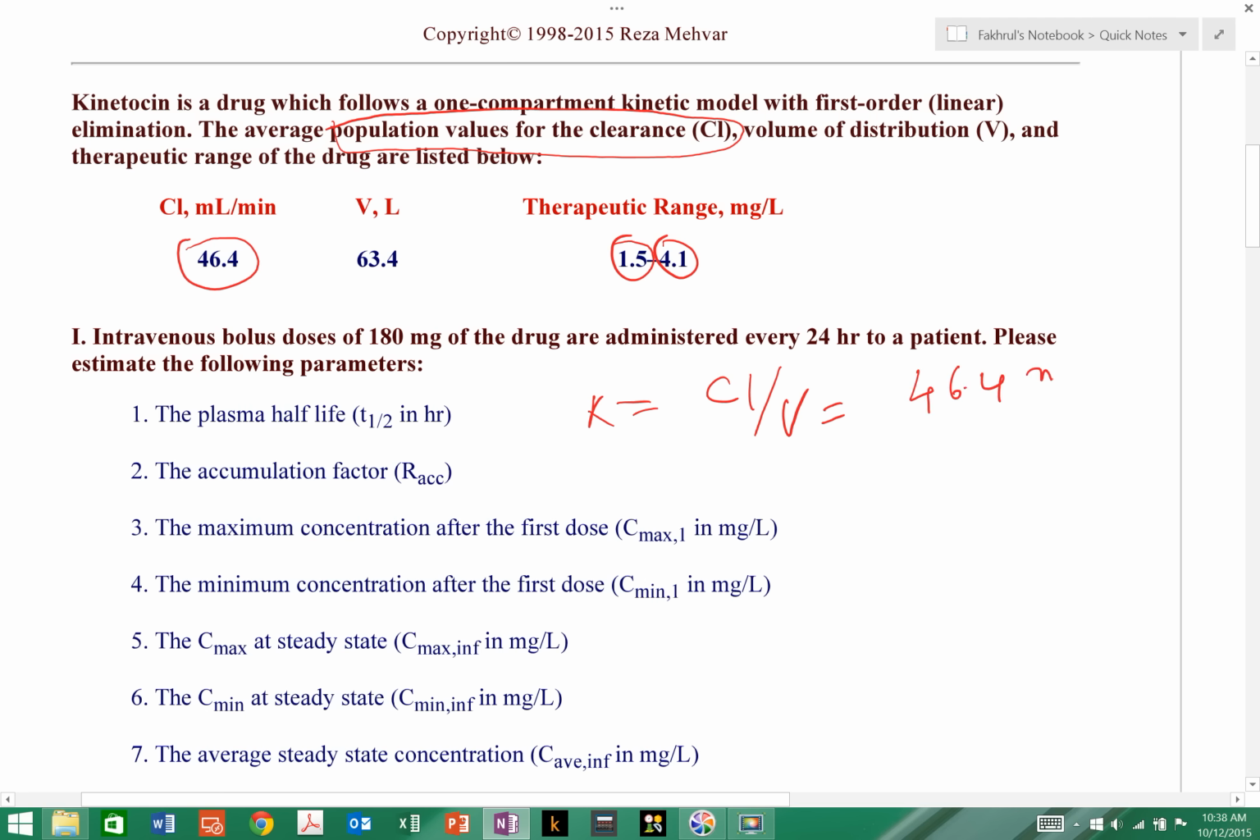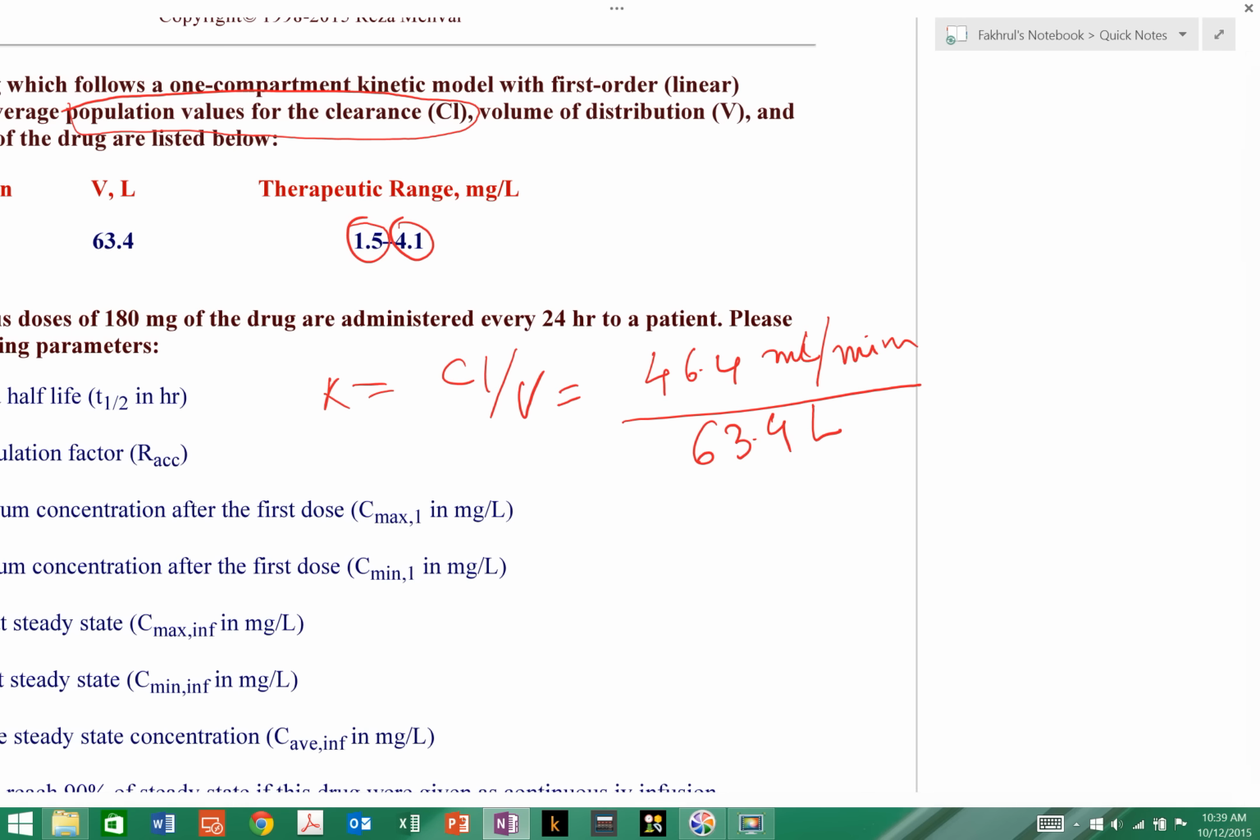After you convert to liter per hour, your answer would be like 46.4 milliliter per minute divided by 63.4 liter. You see, if you convert, I think I showed in the class, your K would be 0.044. So this would be okay, and I hope you know how to calculate milliliter per minute to liter per hour, and this would be per hour.